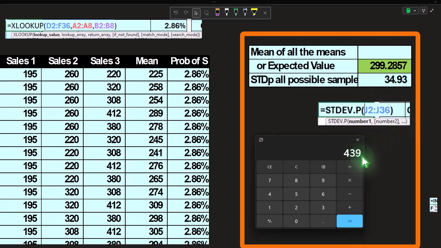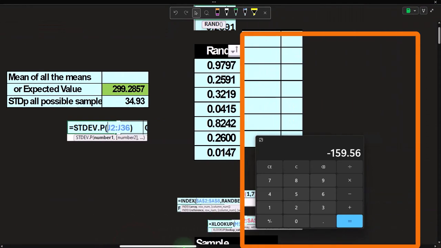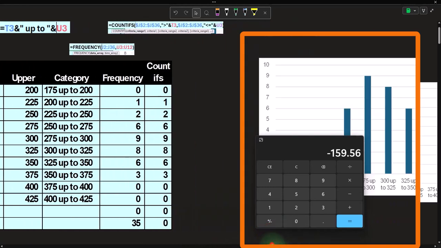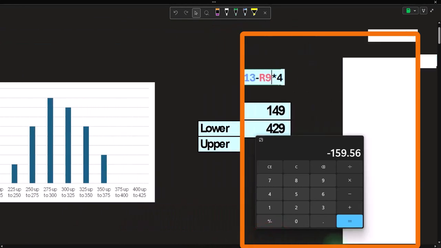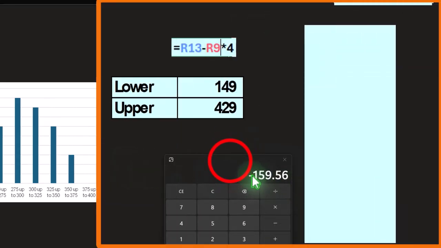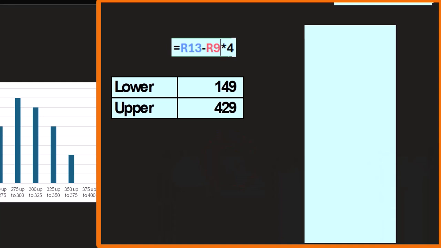That's how high I would have to go to encompass everything to the right. And then to the left, it would be 34.93, one standard deviation, times four standard deviations, minus 299.28. And this is how far we would have to go on the left to get all of the data in our bell-shaped curve. Did I do that right? Let me see. Yeah, I think it's just rounding that's the difference, and it wouldn't be negative because I just did it the other way, so it'd be easy to calculate. So there's the lower and the upper.